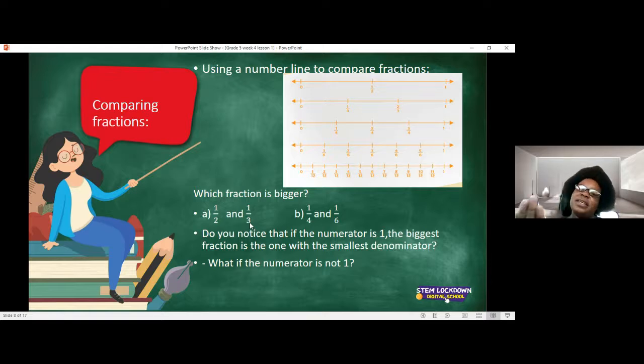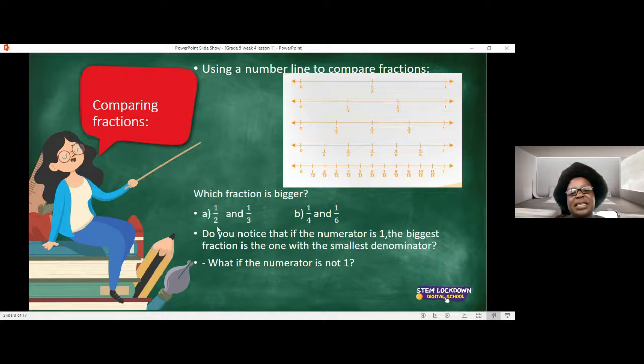Now, before I take you to the number line again, I want you to think, if you were at home and I didn't show you the number line, be honest, what was your answer going to be? You see 1/2 there, it's a 2, and then you see a 3 there. You're going to automatically say that because 3 is bigger than 2, 1/3 is bigger. So we call that a misconception. That is a misconception that most learners have when it comes to fractions.